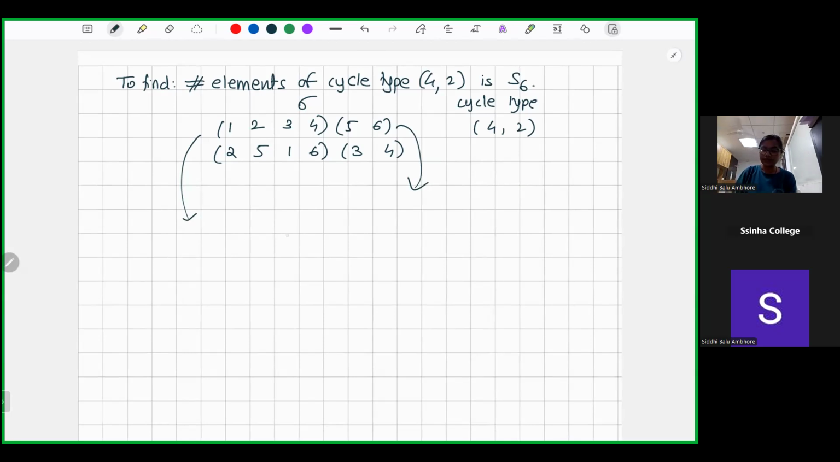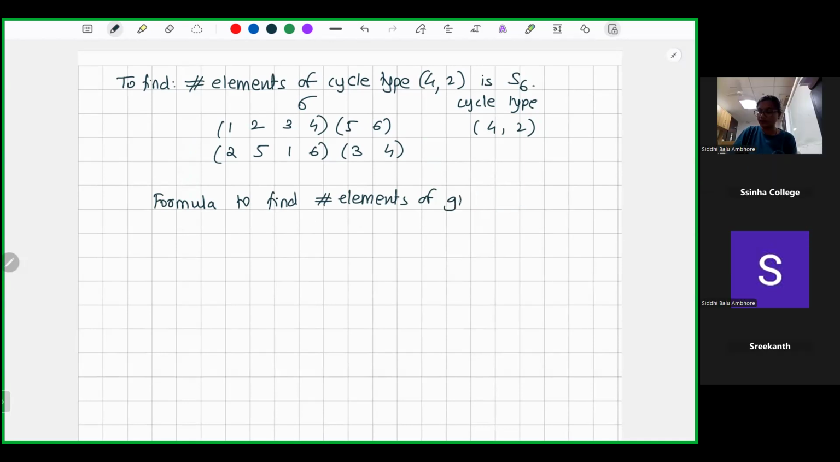So there are a total of 6 factorial elements. Okay, and there is a formula to calculate this: the formula to find the number of elements of a given cycle type.